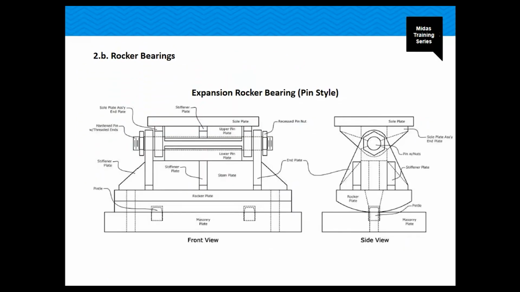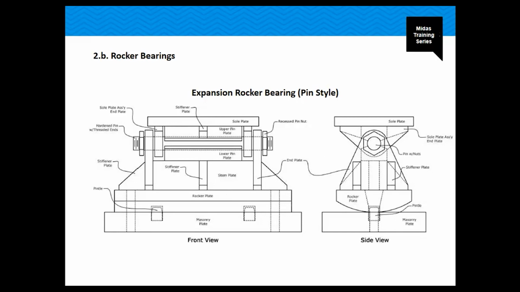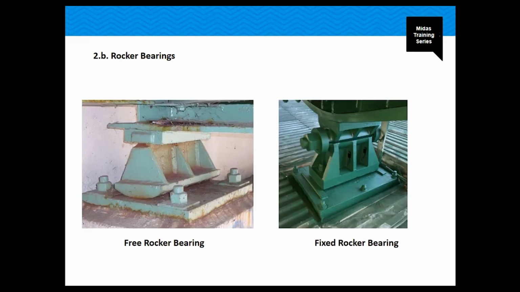We also have the rocker bearings, which are these, as you can see in the slide. They consist of an assembly of a sole plate, a pin and a rocker plate, and a base plate on which the rocker plate rests, which is this plate right here. So this is a little diagram of how they look like, and here you can see pictures of those types of bearings.